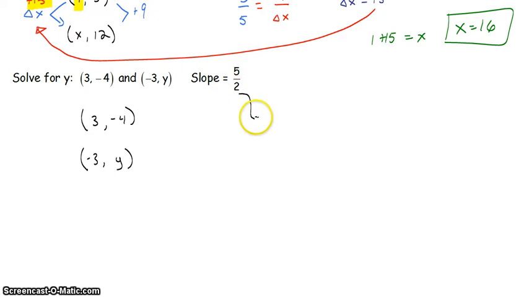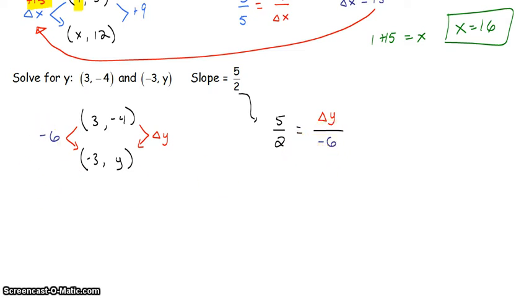You're going to set up a proportion with the slope that you've been given and your changes that you have here. The one that you don't know is the one where the side with the variable. In this case, it's your change in y. That's the numerator of your new fraction. You do know your change in x. You're going from a 3 to a -3. So you're going down 6. That's your denominator.